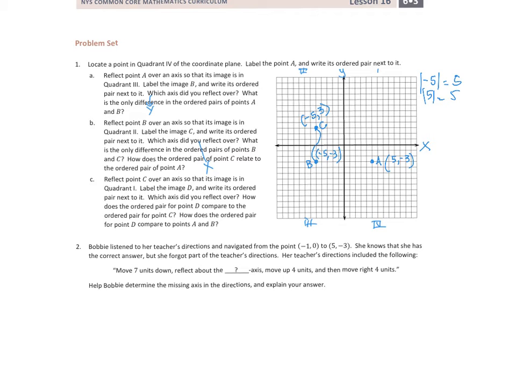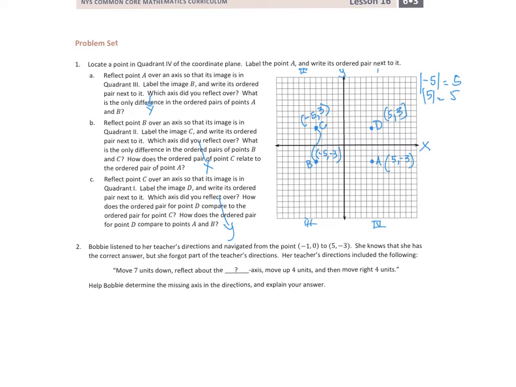Now it says reflect point C over the axis so that its image is in quadrant 1. So we have to get over to this side. So if I go 1, 2, 3, 4, 5, 1, 2, 3, if I go right there, this is going to be point D. And remember, quadrant 1 is positive, so I went over 5, up 3, 5, 3. Then they say label D, write the ordered pair next to it. Which axis did we reflect over? That would be the Y. I'm going to just write in Y.